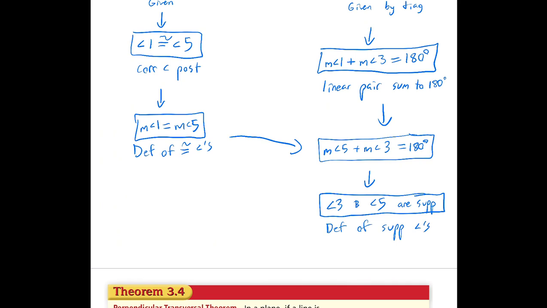Okay, and up here, I forgot to put a reason here. What let us get here? Well, that was the substitution. It was not transitive. Subtract, what the heck? I can't talk. Okay, substitution property of equality.